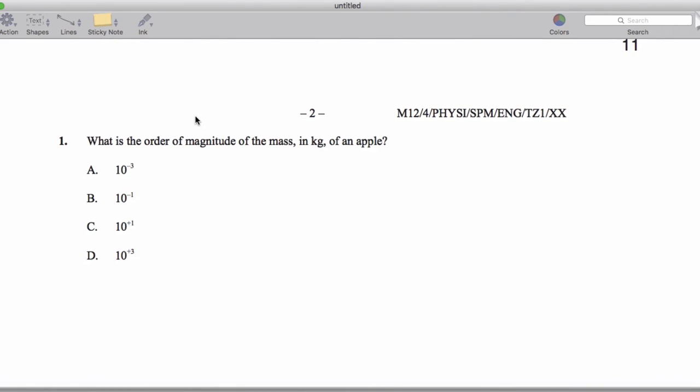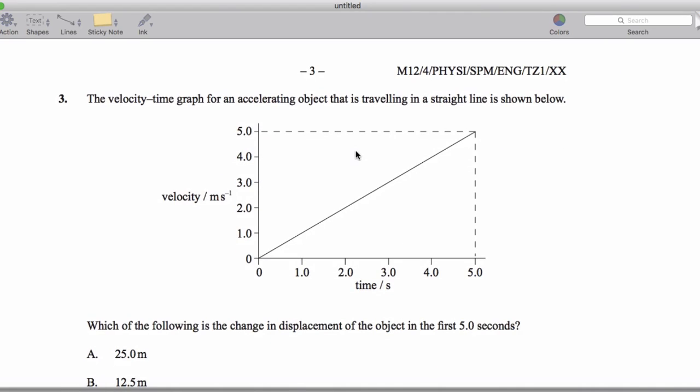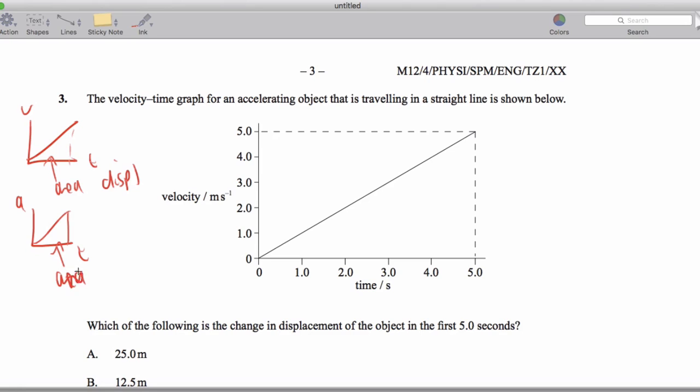We're not going to do order of magnitude calculations yet. We'll do that a little bit later on. And then here, if I want to get change in displacement, remember the rules: for V versus T, the area gives you displacement. For A versus T, the area gets you velocity or change in velocity.